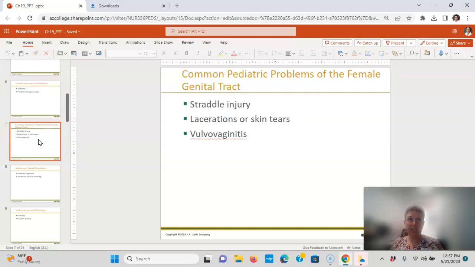Genital and urinary complaints are common in pediatrics. Again, it could be redness, itching, discharge, bleeding, painful urination, or vaginal burning. We're always in the thought process of, is it a UTI? Is it something else going on? Are they toilet trained? Remember your UTI signs and symptoms.